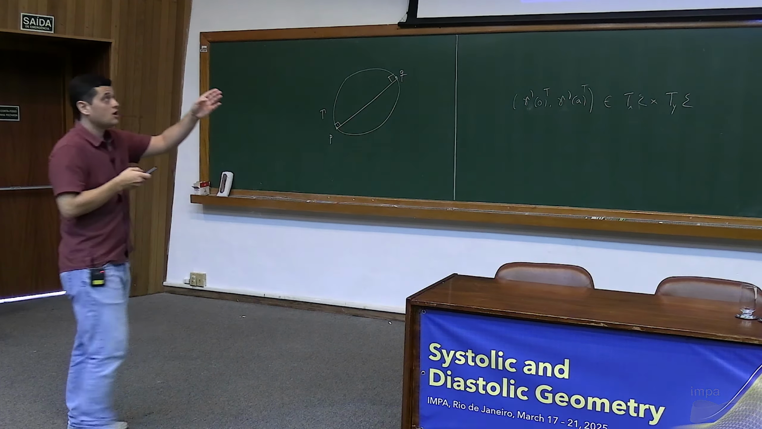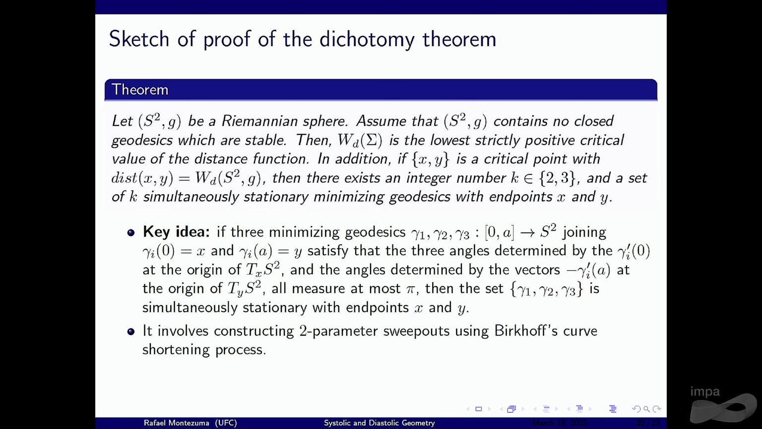But we still need to show that we have 3 curves in this situation. We didn't prove that yet. What we know so far is that you have a set of up to 5 simultaneously stationary minimizing geodesics, okay? So what we are showing is basically that if you have 3 in this situation, which is weaker than simultaneously stationary, then they must be simultaneously stationary immediately, right? So when you have 4 or 5, then actually you can get in this situation.